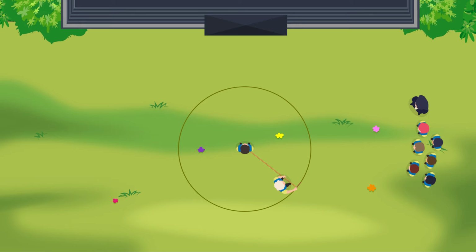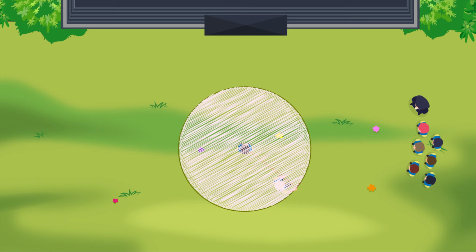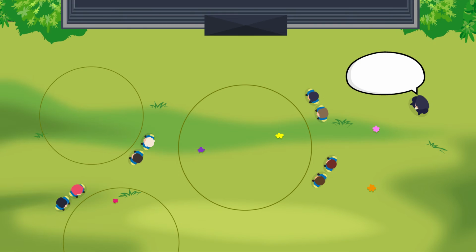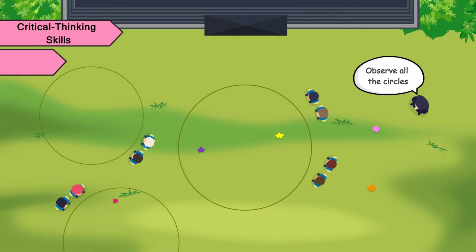Once the students have completed the activity, we shall ask them to color the region inside their circle using chalk. Inform the students that the shaded region inside the circle is known as the area of the circle. Now, ask the students to observe all the circles and then initiate a discussion based on this activity. As the students think of possible responses, it will aid in developing their critical thinking and decision-making skills.